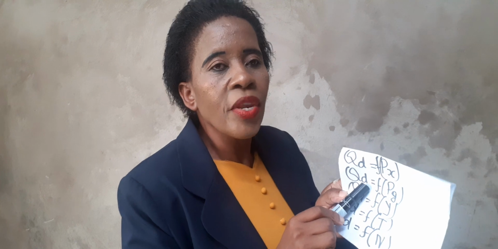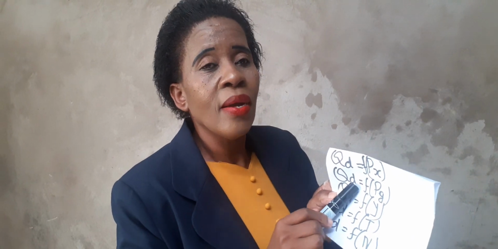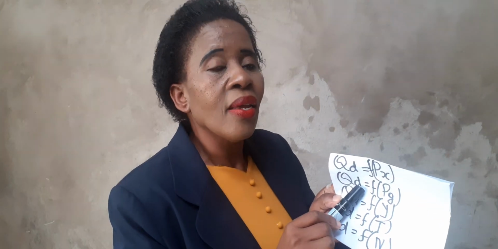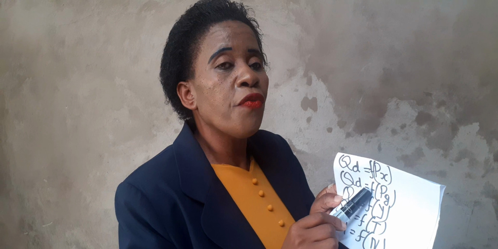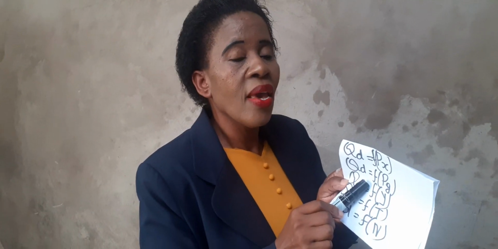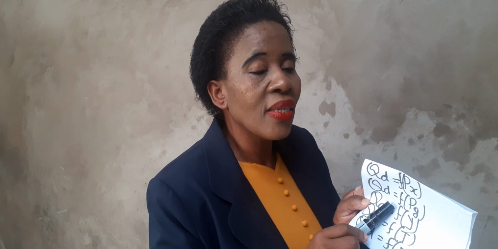When the price of peanut butter increases, the demand for this other substitute, which is Rama margarine, will increase, meaning therefore that the demand curve for Rama margarine will shift to the right. The end result of that will be an increase in the quantity demanded for Rama margarine.